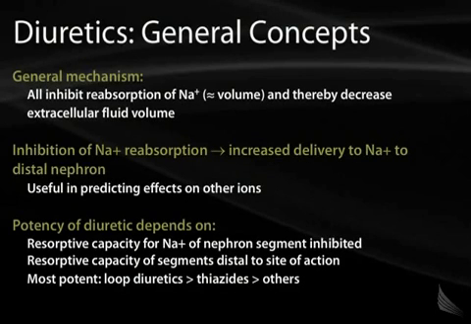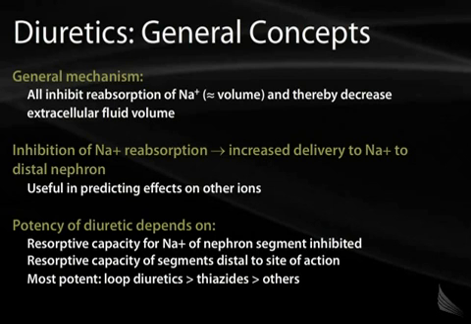Some general concepts to remember when reviewing diuretics. Diuretics are used to decrease extracellular fluid volume. They all act by inhibiting the reabsorption of sodium. Inhibition of sodium thus leads to decrease in extracellular fluid volume. The inhibition of sodium reabsorption proximally increases delivery of the sodium to the distal nephron. This mechanism is important to remember when predicting the effects on other ions.